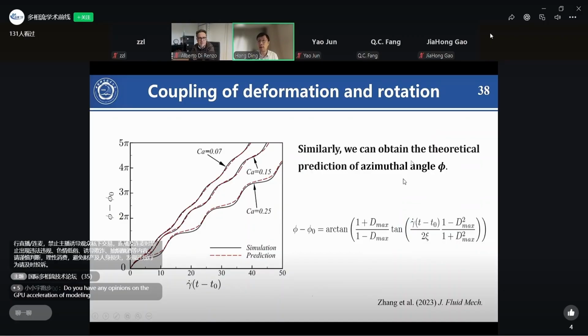Also, if we have this theoretical prediction of the rotation period, we can also predict the time evolution of the azimuthal angle, that is, how it rotates with time. So we put these results here, then we compare the prediction with the numerical results. The prediction is using the dashed lines, here at different Cubic numbers. For small deformation and large deformation, we have a reasonable agreement here. Okay, this is for the two-dimensional simulations.